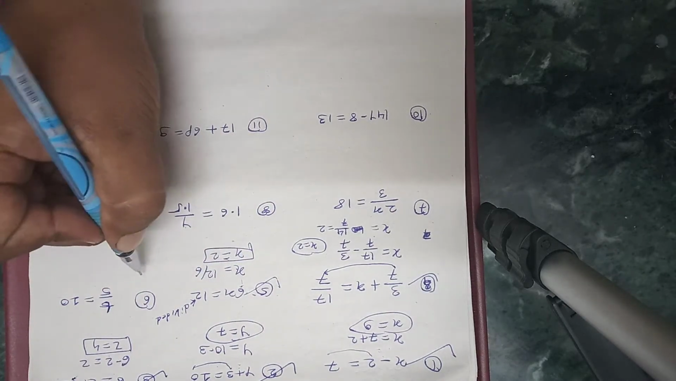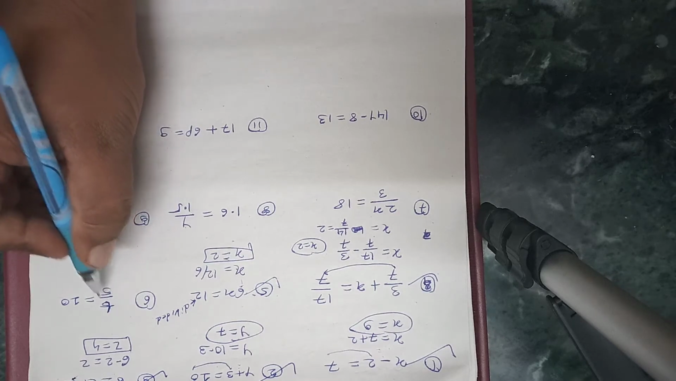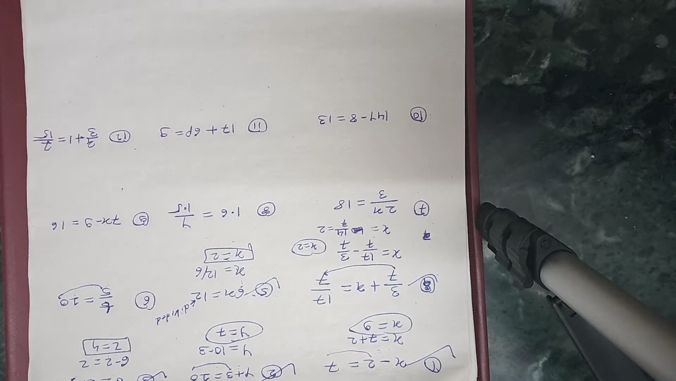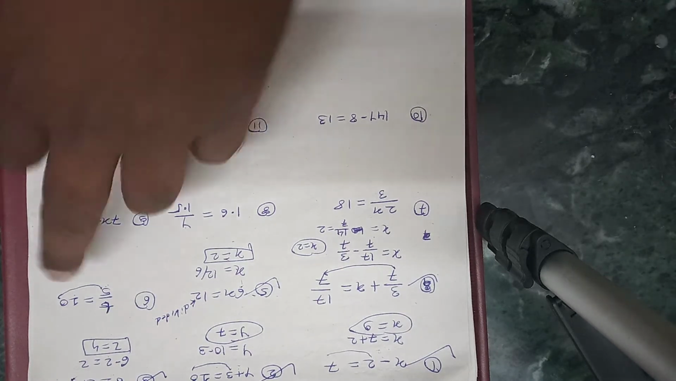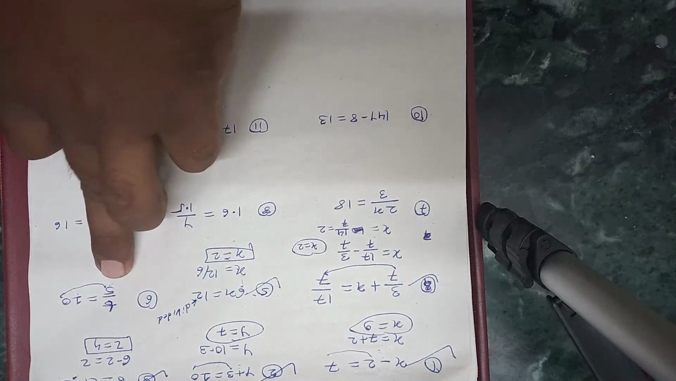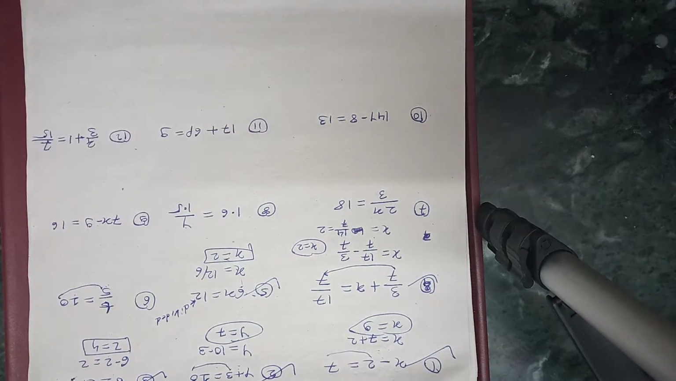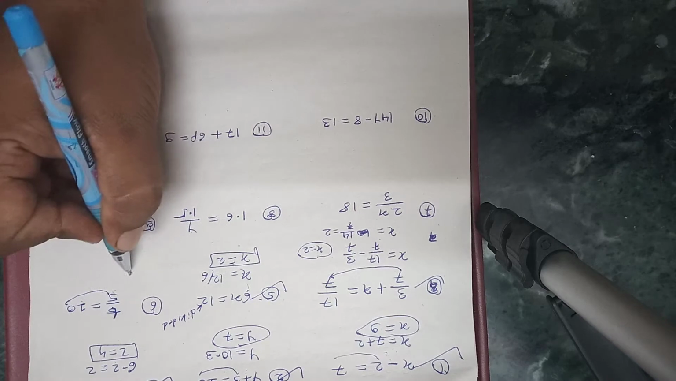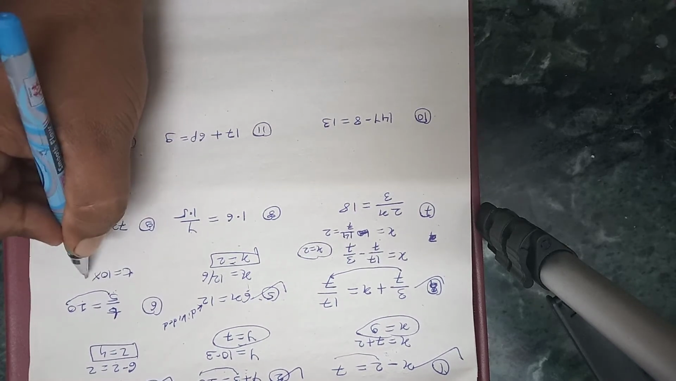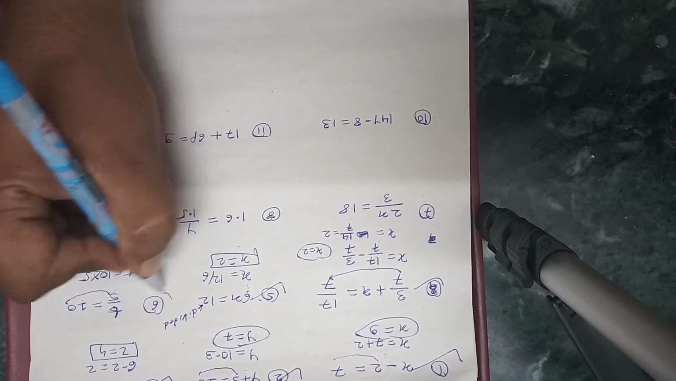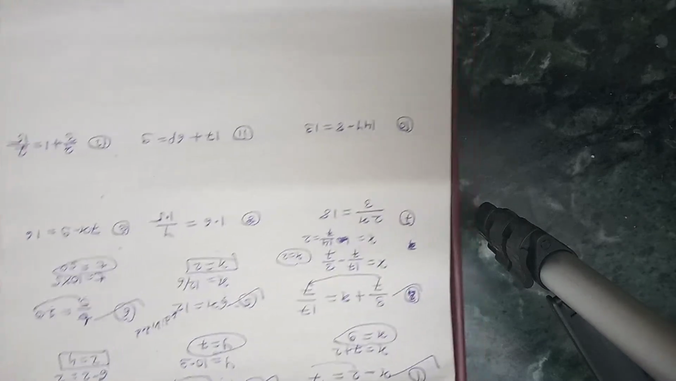In this case, t divided by 5 is equal to 10. Transfer this 5 here. When 5 is in the divisor situation and we transfer it to the RHS side, it will get into a multiplication situation. So transferring this value, t is equal to 10 into 5, that is t is equal to 50. Example number 6 is completed.